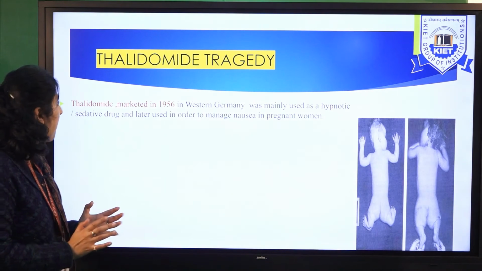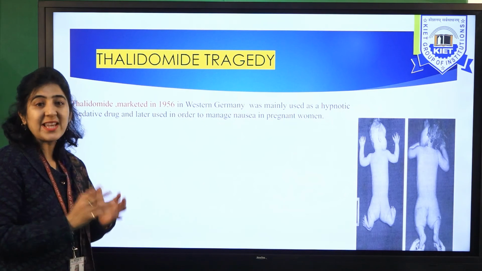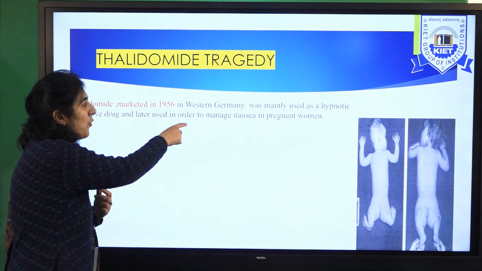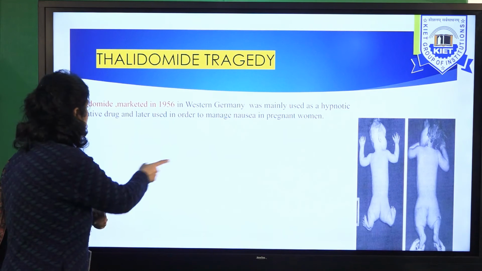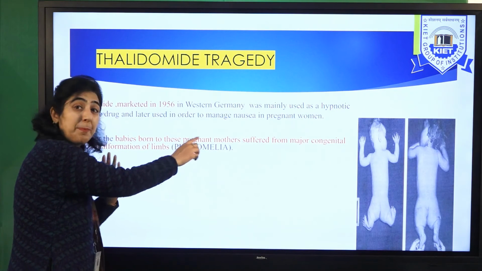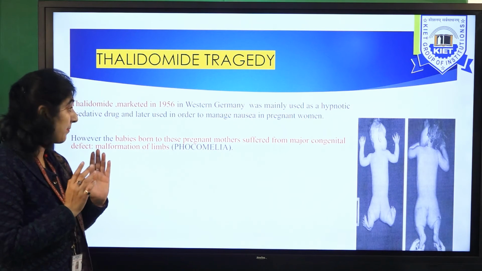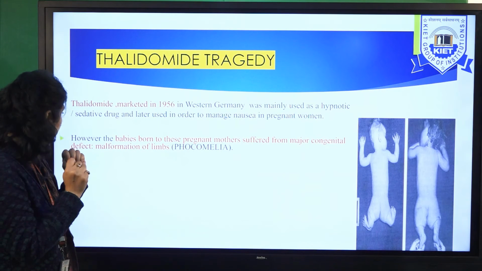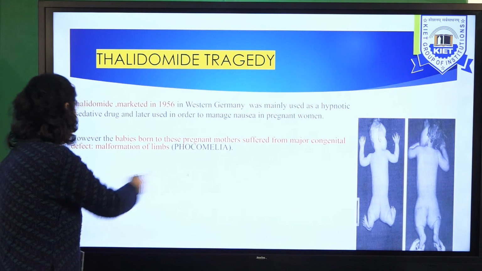Now, this was a drug marketed in 1956 in Western Germany, and it was mainly used as a hypnotic or a sedative drug to calm patients. And later it was found that it can manage nausea in pregnant women. So it was given to pregnant women. And then finally it was seen that the babies born to the pregnant mothers suffered from a major congenital defect, that's malformation of limbs. As you can see from the photograph, the fingers are very short, they're stunted. So there's malformation of limbs, and this was called phocomelia.